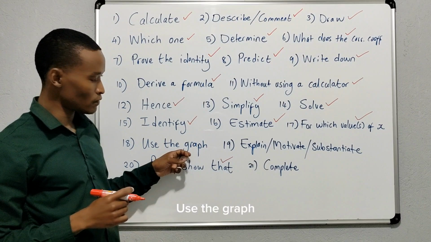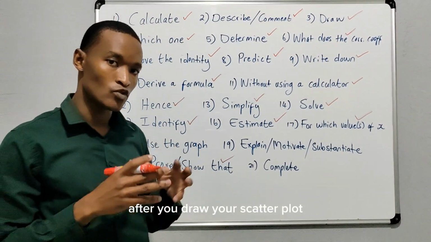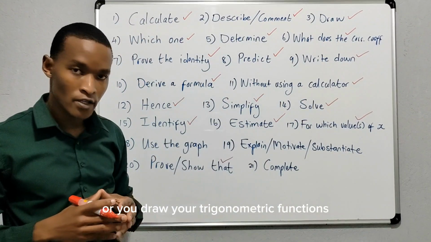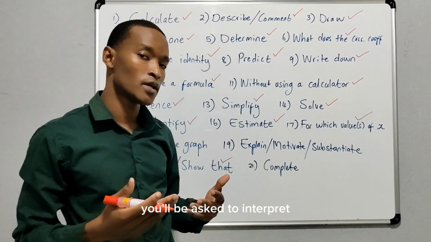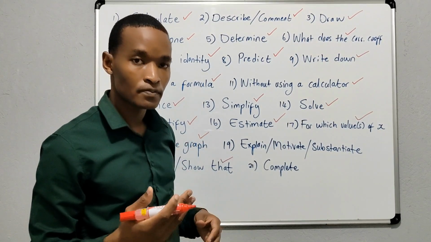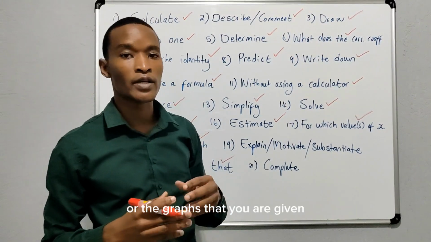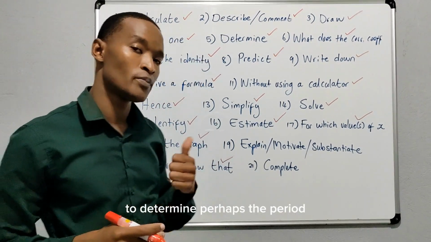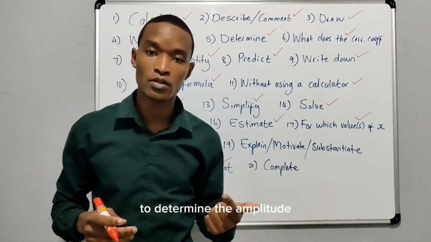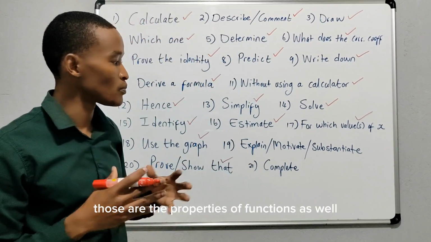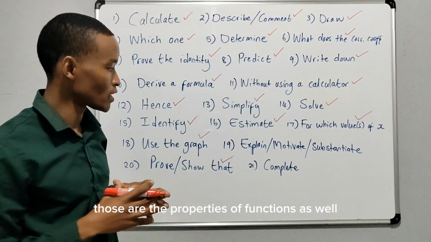Okay, here's the graph. So after you sketch or after you draw your scatter plot or you draw your trigonometric functions, you'll be asked to interpret those graphs and answer questions that are related to the graphs that you've produced or the graphs that you are given, to determine perhaps the period, to determine the amplitude, to determine maybe the range. Those are the properties of functions as well.